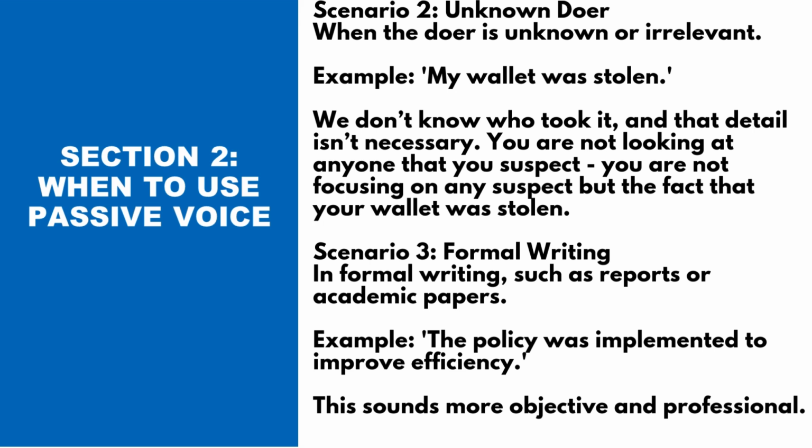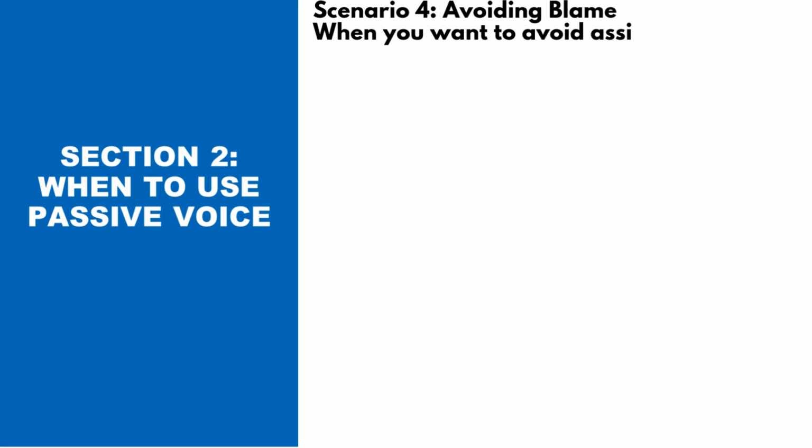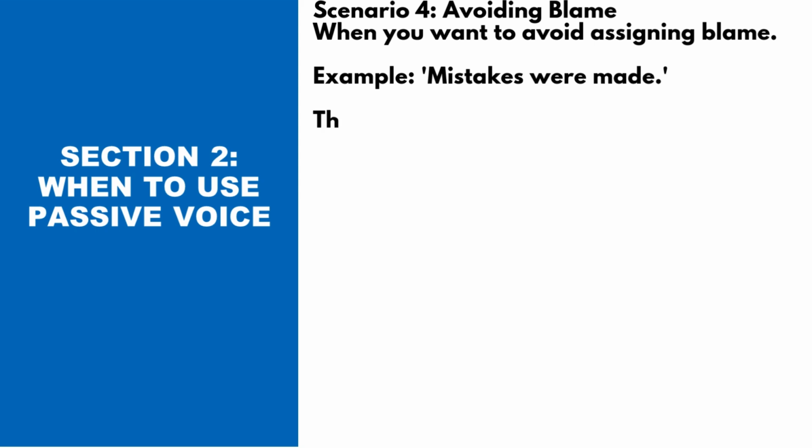Scenario 4. Avoiding blame. When you want to avoid assigning blame, then you can use passive voice. For example, mistakes were made. This softens the impact and doesn't point accusing fingers.